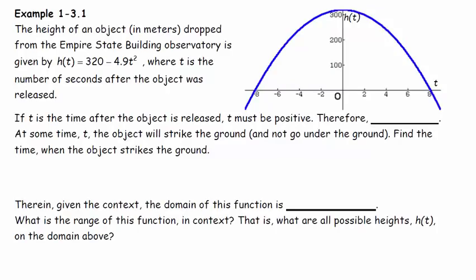Okay, the height of an object in meters which is dropped from the Empire State Building Observatory is given by h of t equals 320 minus 4.9 t squared, where t is the number of seconds after the object is dropped. Alright, so let's figure out what our input and output is here. My input, t, is the number of seconds. So here my input is time.